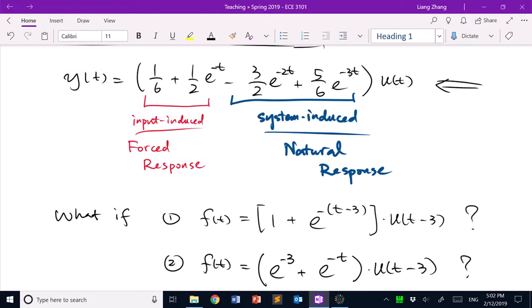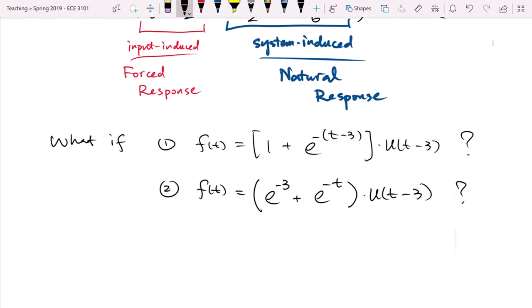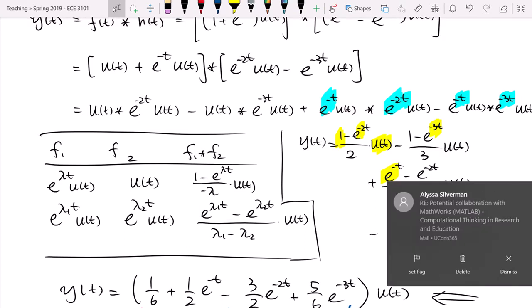Alright class, so what you have seen so far is how to solve for the zero state response of the linear time invariant system. The approach is to utilize the convolution integral, and we use the convolution integral table in the textbook in this example, and you're going to use this in your homework, in the exam, and so on.